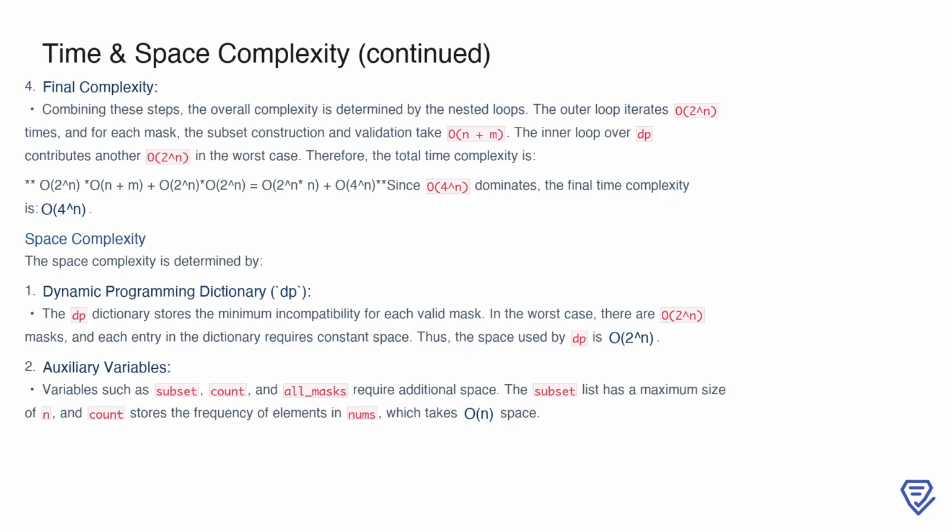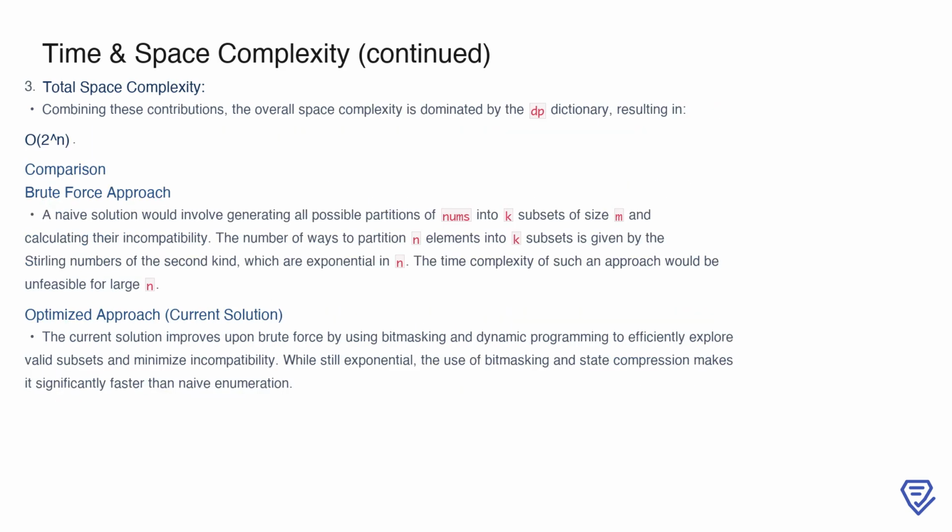For space complexity, the primary contributor is the DP dictionary, which stores the minimum incompatibility for each valid mask. With up to 2 to the power of n masks, the space usage is 2 to the power of n. Additionally, auxiliary variables such as the subset list and the count array require n space. Together, the total space complexity is dominated by the DP dictionary, resulting in 2 to the power of n. To summarize the total space complexity, the dominant factor is the DP dictionary, which leads to an overall space complexity of 2 to the power of n.